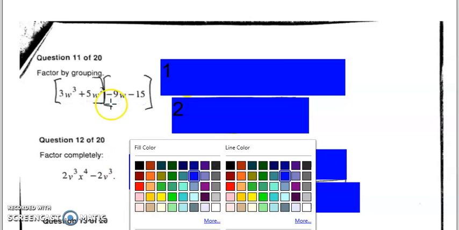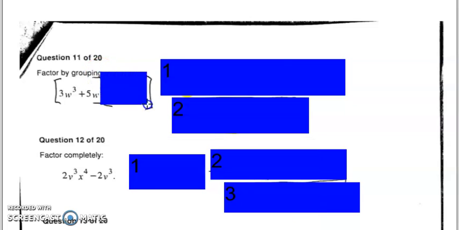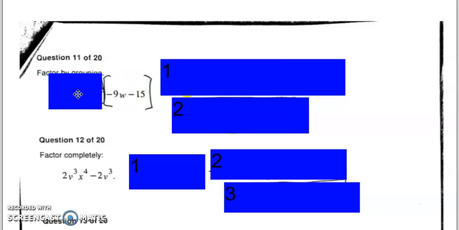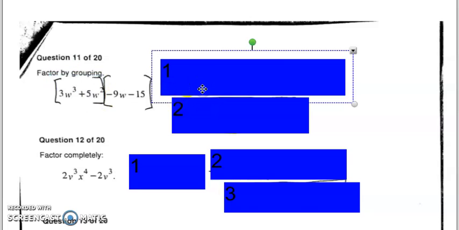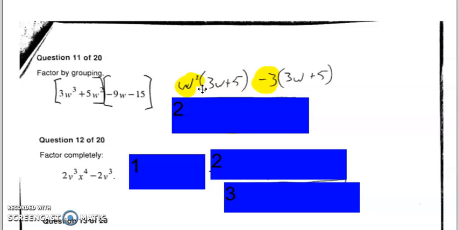So what you're going to do for factor by grouping is take only the first pair, the first grouping, and say, okay, what is the GCF there? And then do the same thing for the second pair, the second grouping. So when we do that, I'll notice the GCF of the first group would be a w squared, leaving me a 3w plus 5. The GCF from the second group would be a negative 3.